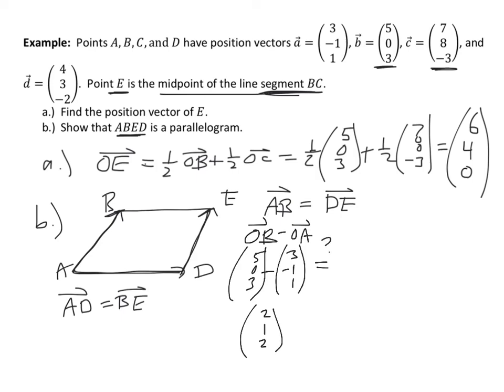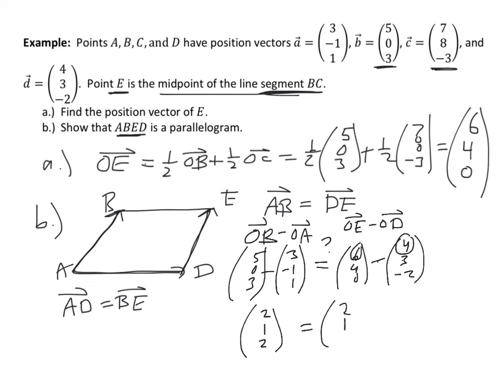Now let's find out, is that the same thing as DE? Well, for DE, I will need to do OE minus OD. Well, we found in part A that E was 6, 4, 0, and D was given in the problem as 4, 3, negative 2. Well, if I subtract those things component-wise, the 6 minus the 4 is 2, the 4 minus the 3 is 1, and the 0 minus the negative 2 is 2. So yay, that one worked out. Those two things are equal vectors.